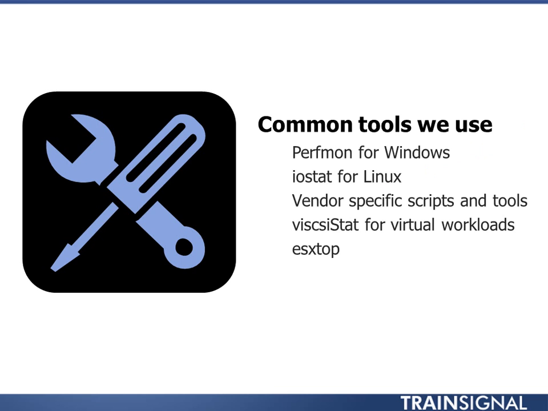So common tools that we use: perfmon for Windows. You can pull great IOPS information and write information off perfmon. iostat for Linux. Some vendor-specific scripts and tools. We're a big EMC partner, and I've got EMC tools that will help me size Exchange or SQL or a lot of other things and figure out what kind of back-end disks we need. vscsiStats for virtual workloads, esxtop. We're going to talk about those two in another lesson so that you understand those. But there's a lot of tools out there to gather this data.